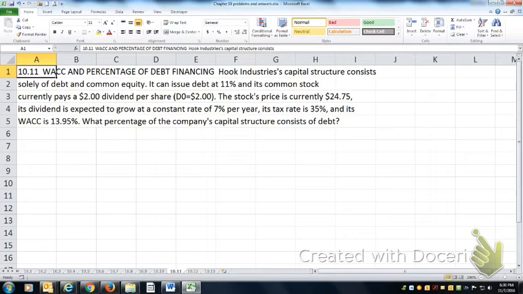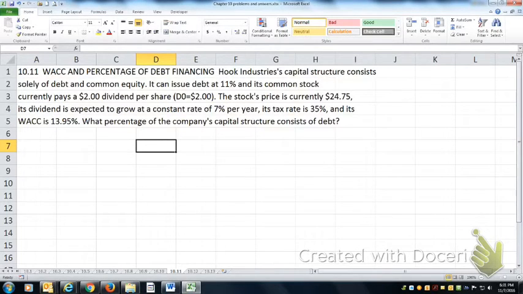This is problem 10.11 from Brigham and Houston, Fundamentals of Financial Management, Concise, 9th edition. Here we're given a problem where we're told that the capital structure is some mix of debt and equity, and then we're given some cost for the debt. It's 11% pre-tax. We're given a 35% tax rate.